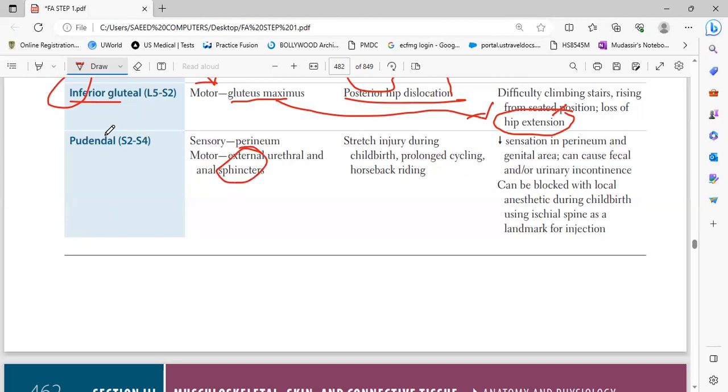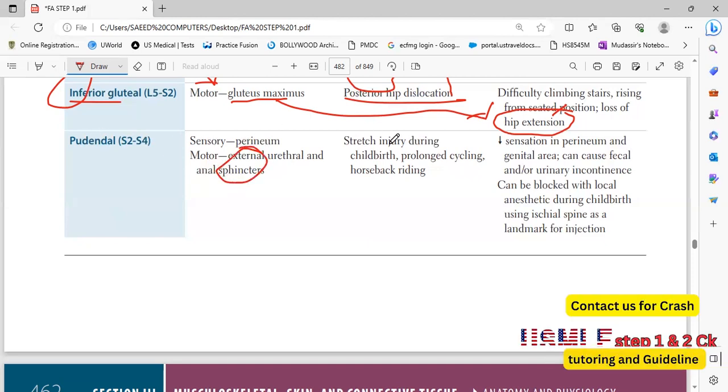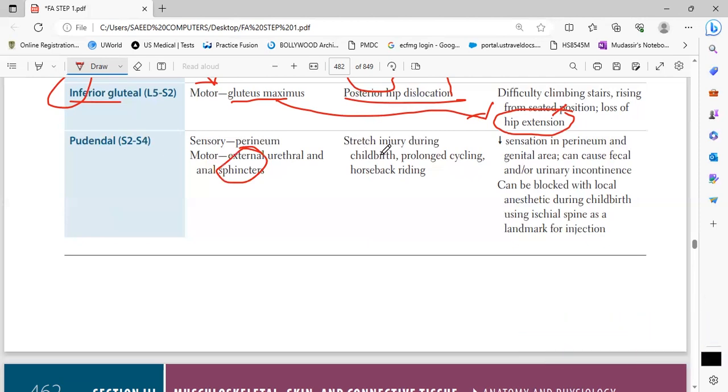In which cases will you have injury? Most common is the stretch injury during childbirth. Okay, arrested second stage of labor, so that is the most common cause. Also prolonged cycling and horseback riding. This question has been asked. So you have decreased sensation in the perineum and incontinence.